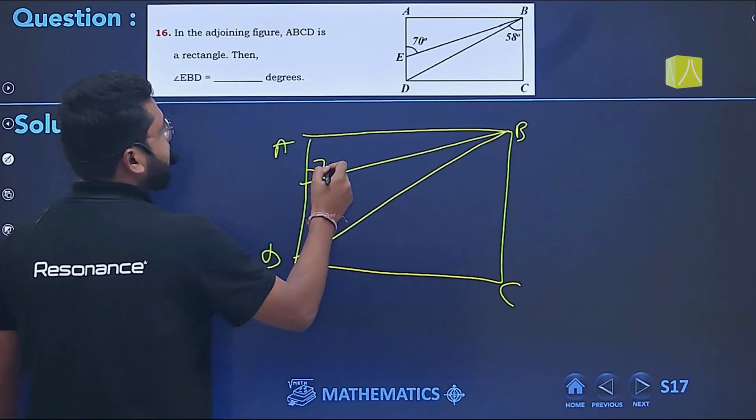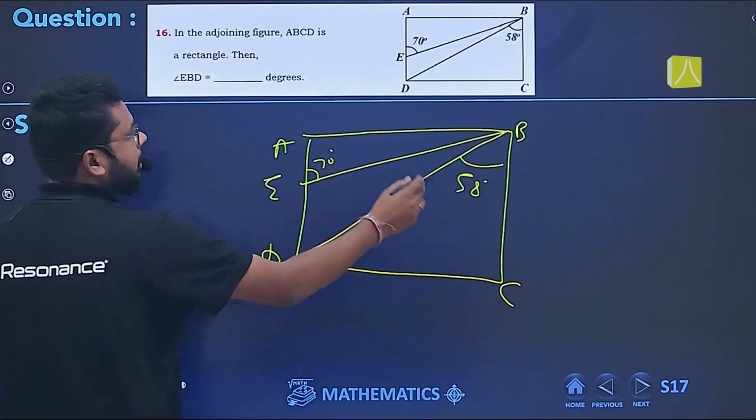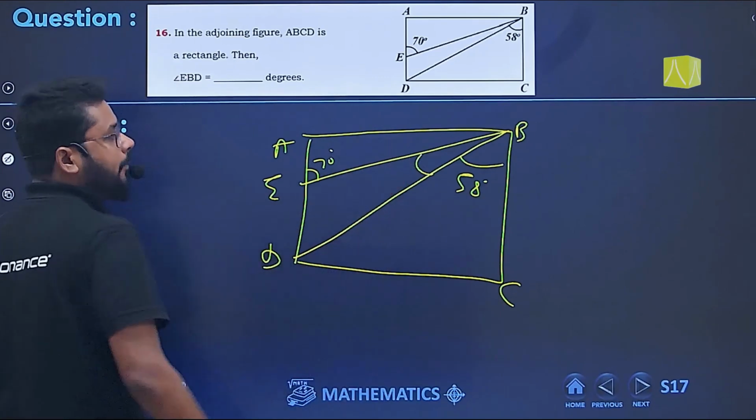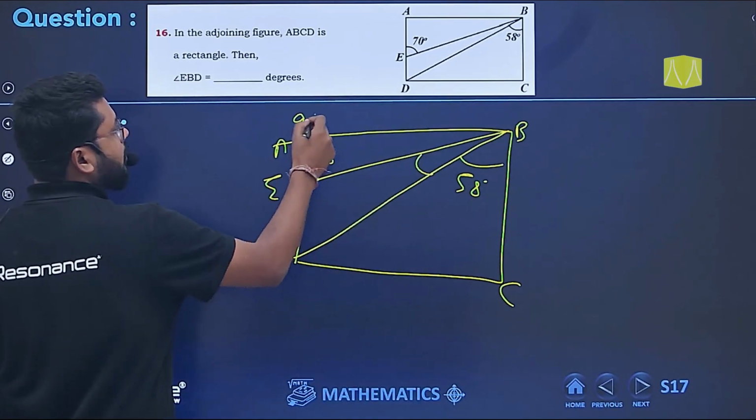This is 70 degrees given and this is 58 degrees given. We have to find the value of EBD. If this is a rectangle, this is 90 degrees, this is 90 degrees.